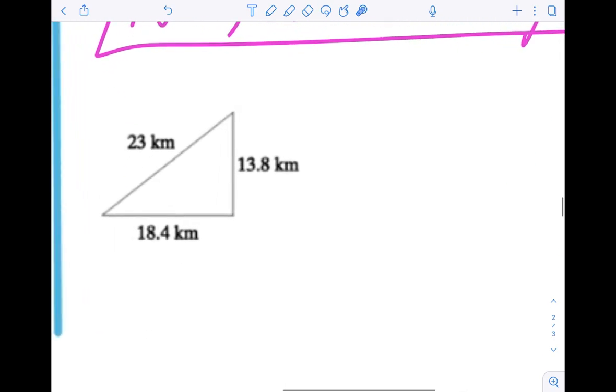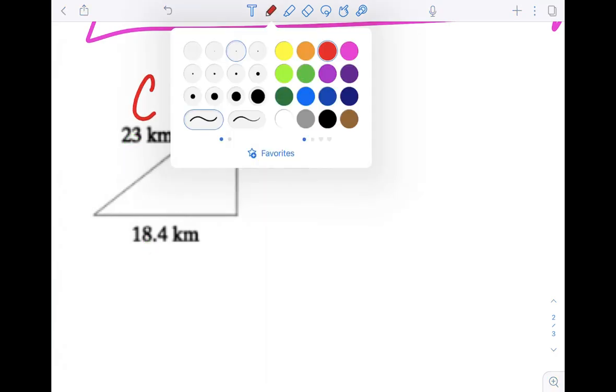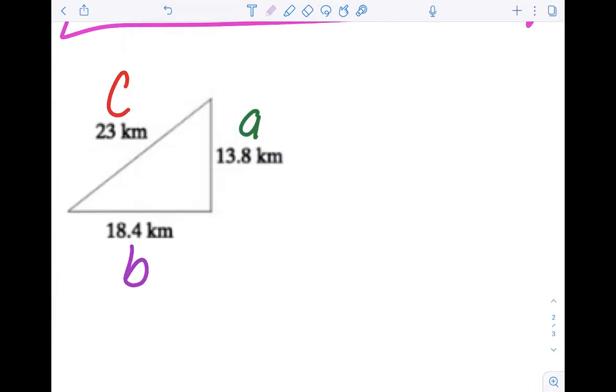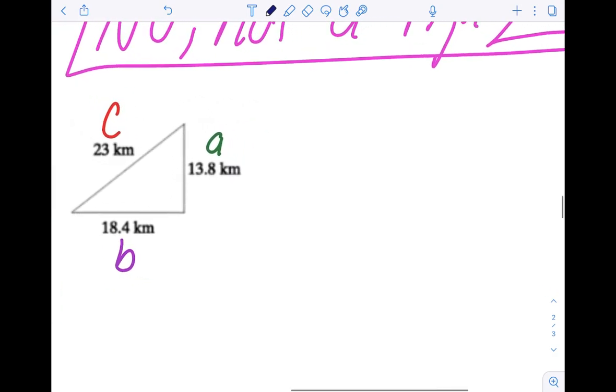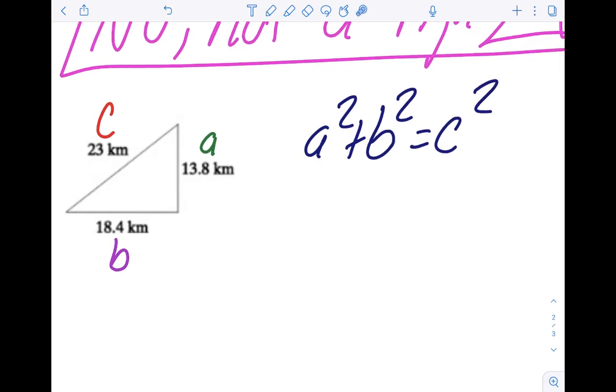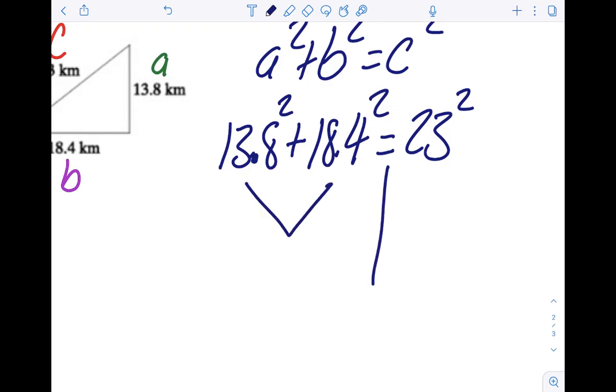So let's try this next one here. Again, let me identify my C first, which is my longest side. So I got 23, 18.4, 13.8. This is definitely C right here. A and B, I'm going to call this A, and this B right here. I know that I'm going to do A squared plus B squared equals C squared. So my A is 13.8 squared, my B is 18.4 squared, equal to my C, which is 23 squared.